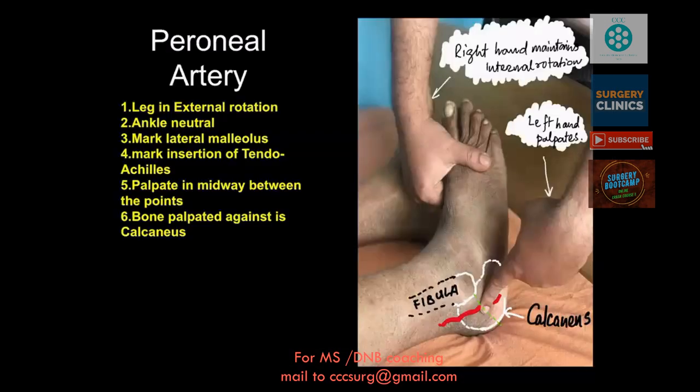The peroneal artery is seen on the lateral aspect. So the leg is internally rotated at the hip joint. The knee is extended. And remember, you feel the peroneal behind the fibula.